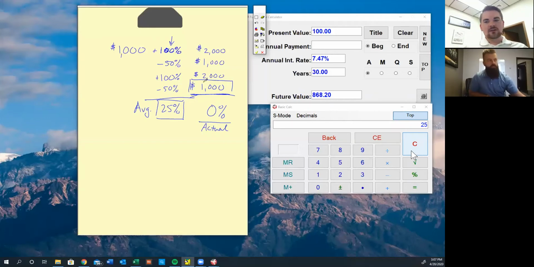Absolutely. Historical averages have no bearing on the future actual. It's definitely an interesting thing that it's so simple, but it can completely wreck someone's plan.